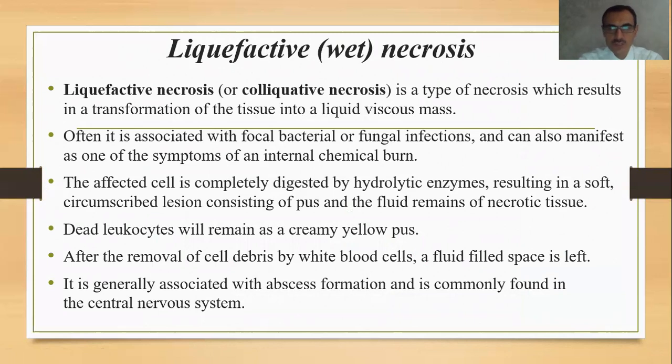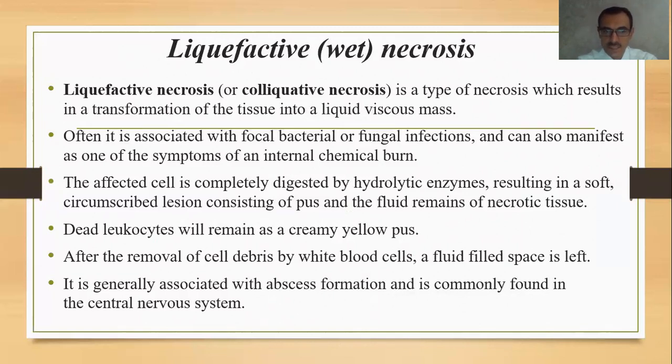is also another type of necrosis which results in a transformation of the tissue into a liquid viscous mass. Often it is associated with focal bacterial or fungal infections and can also manifest as one of the symptoms of an internal chemical burn. The affected cell is completely digested by hydrolytic enzymes, resulting in a soft, circumscribed lesion consisting of pus and the fluid remains of necrotic tissue. The dead leukocytes will remain as a creamy yellow pus.